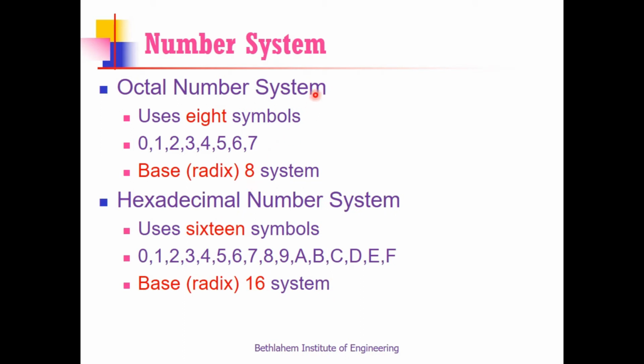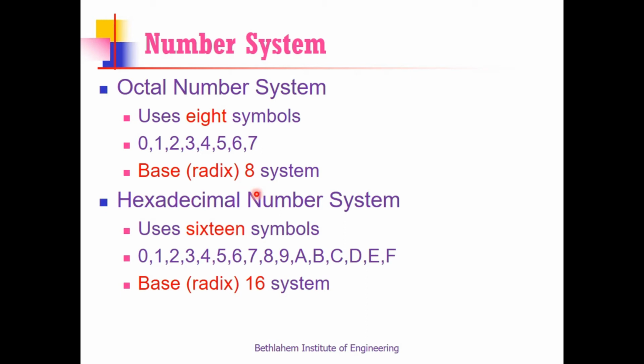So next is octal number system. Octal number system uses 8 symbols, 0 to 7. Hence it is known as base 8 or radix 8 system. Since it uses 8 symbols, 0 to 7, it is known as base 8 or radix 8 system.